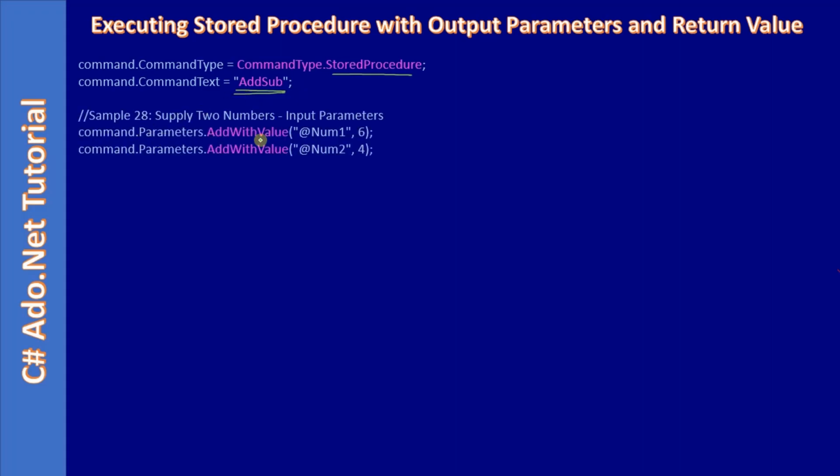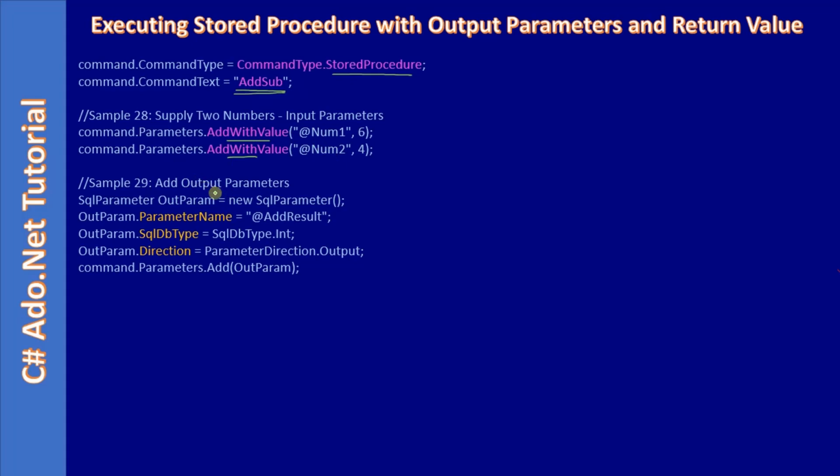After that, there are two input parameters, right? From the command object, we make a call to the parameters collection. Then using the AddWithValue function, we pack the parameters with values. Number 1, the first input parameter, we pack with a value of 6. For the second parameter, number 2, we pack a value of 4.